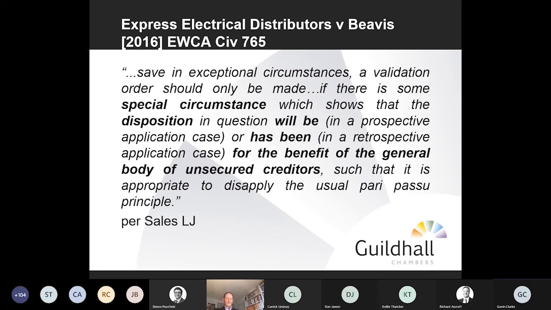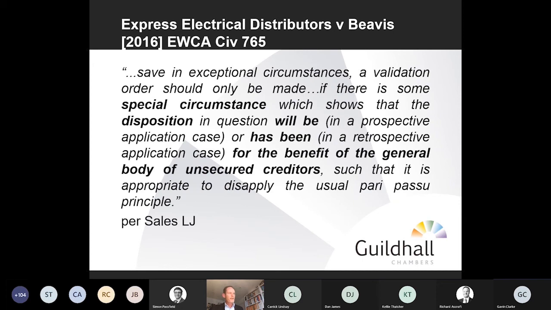And the judge explained that in that kind of case, irrespective of knowledge, validation could well prejudice the interests of the general body of unsecured creditors. So knowledge wasn't the relevant factor in that. So the judge went on to explain that he didn't see that the prevailing rule from Gray's Inn was intended to be a binding rule.